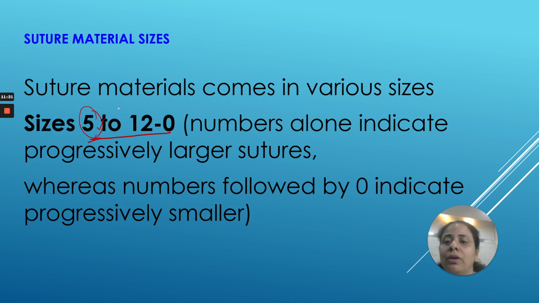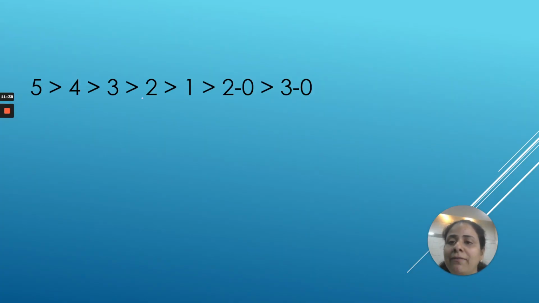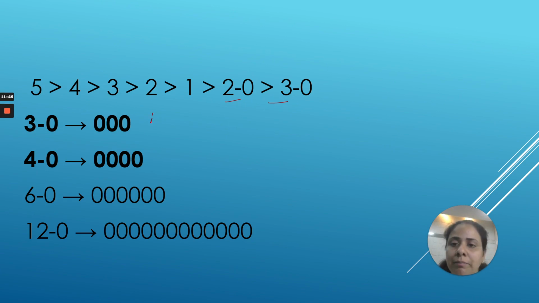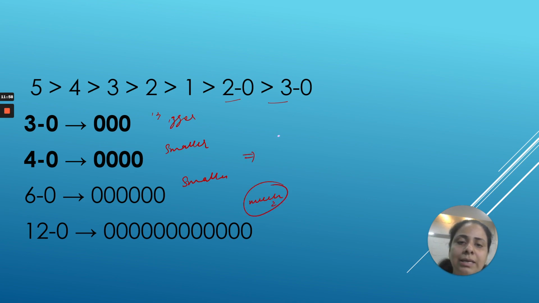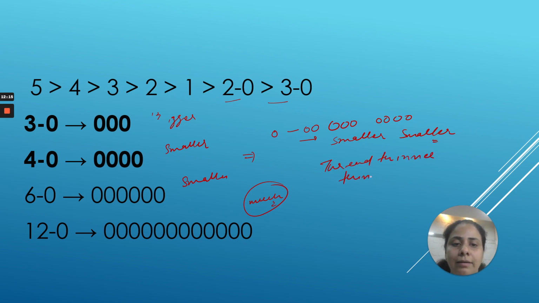If we are going into 6, 7, 8, 9, the suture size is very, very big, and if we are going into zeros like 10, 20, 30, the suture sizes are smaller and smaller. So 5 is more than 4 and so on. Then comes the 0, 20, 30, and 30 is bigger, 40 is smaller, much smaller. As the number of zeros increases, the size becomes smaller and smaller. The thread becomes thinner and thinner. You have to remember this: the more zeros, the thinner the thread.